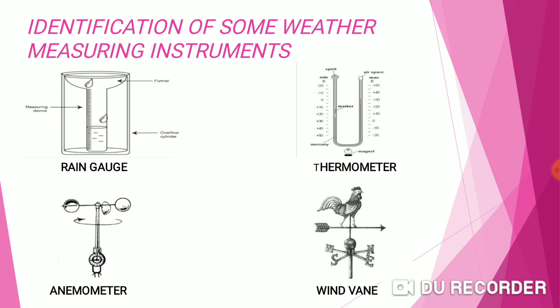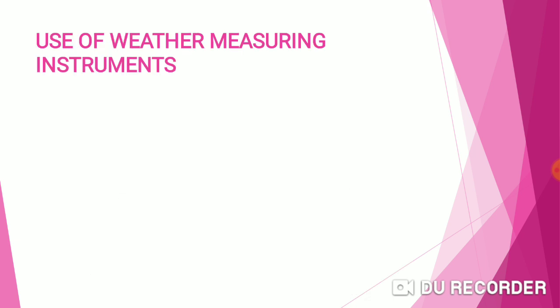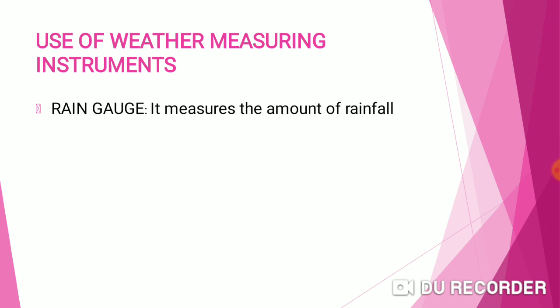Now we are going to proceed to the use of each of these measuring instruments. Once more, carefully look at it. We have the rain gauge, the thermometer, the anemometer, and the wind vane. So we'll take the first one, rain gauge. What do you think will be the use of the rain gauge? Good. Rain gauge measures the amount of rainfall. So take notes.